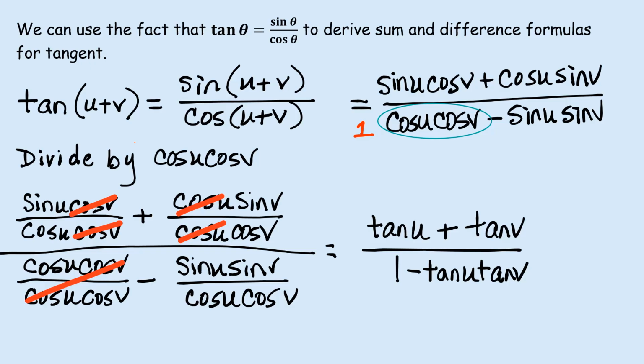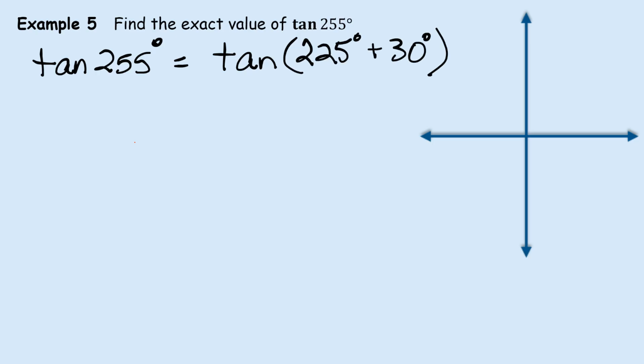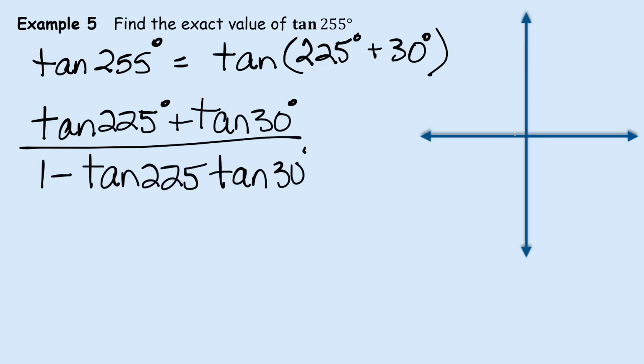You could do the difference formula the same way using sine and cosine. Okay, so you want to take the tangent of 255. You need to figure out how to break 255 up into two angles that you could recognize and know the values of. So if you remember, 225 is an angle that you know, and 30 is an angle that you know. All right, so we've got tangent of 225 plus 30. Use the formula that we just derived. You will have tangent 225 plus tangent 30 over 1 minus tangent 225 tangent 30.